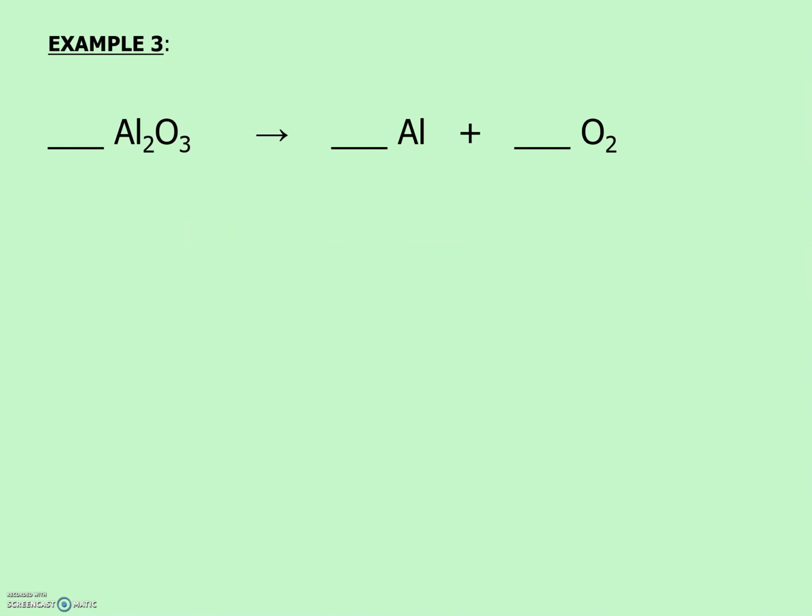We'll do example 3 the same exact way. We'll list out, we have aluminum, and we have oxygen. On the left side here we have 2 and 3, and on the right side here we have 1 and 2, right? So aluminum's not balanced. Let's go and make this a coefficient of 2, which changes this to a 2. We're almost there, except oxygen isn't balanced.